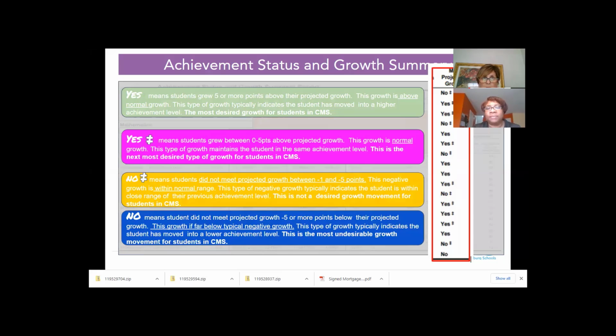The no with a no symbol is the worst thing I want to see because it means the student fell and did not make their growth and they fell more than 5 points negative of where they were supposed to be, which is a nosedive in their growth, and we don't want to see that. So that's a quick way to assess the type of growth you're getting in your class, especially with teachers who have a lot of things to do. You want to make those quick assessments of how your students are growing over time.